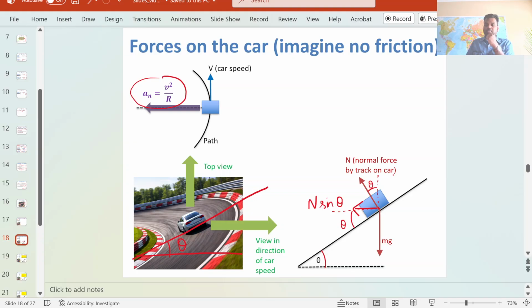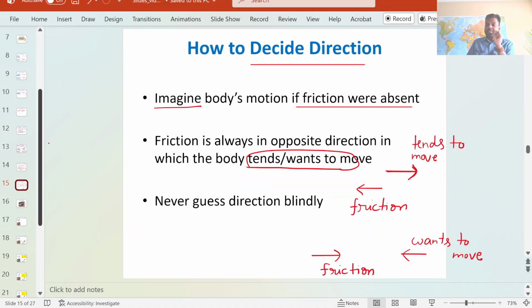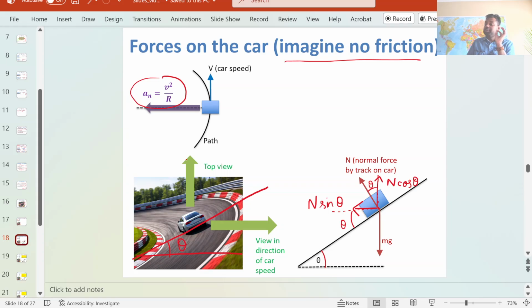And then we have n cosine theta vertically, right? So n cosine theta will balance mg. And one important thing, imagine there is no friction, because what we talked about, if you go back here, start with the imagination that the friction is absent. So there is no friction, so there are only two forces, normal force and mg.